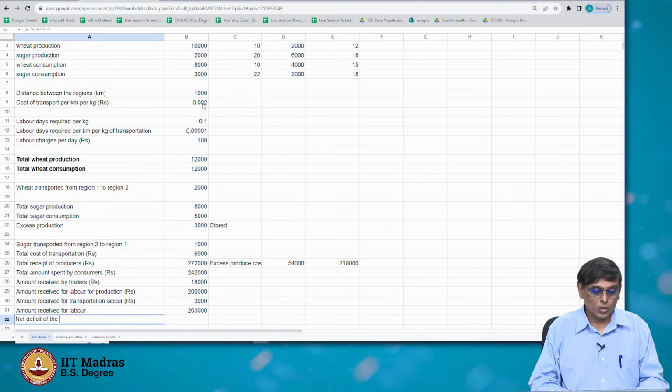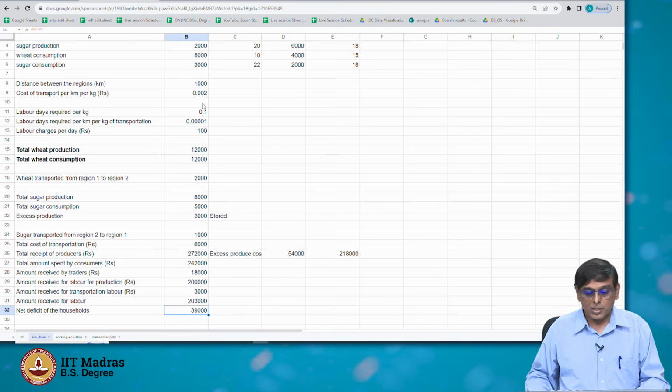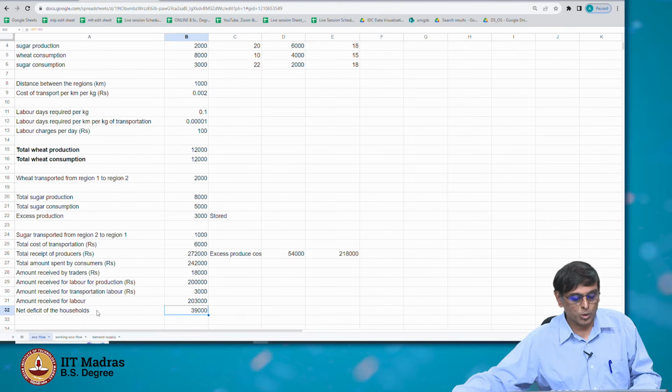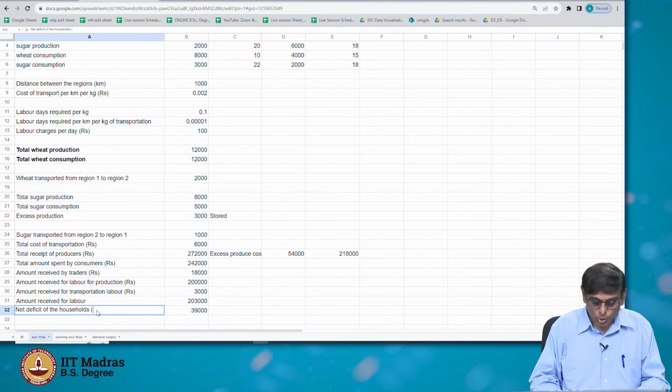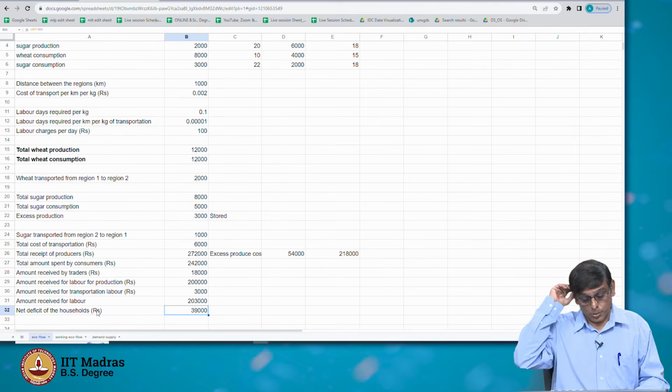of the households. Now, where did these households get this money from? They must have taken it from their savings, or they must have got some other source of income. So, there is a deficit of 39,000 rupees, which means the households have spent 39,000 rupees more than they have earned. They earned 2 lakh 3,000 rupees for the labor they did, and they spent 2 lakh 42,000 rupees.